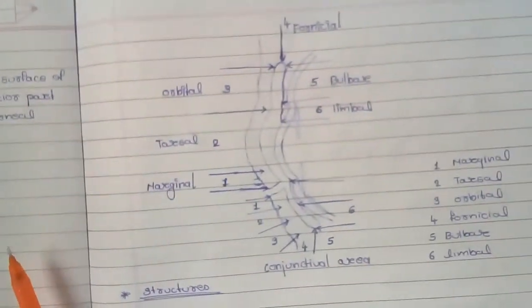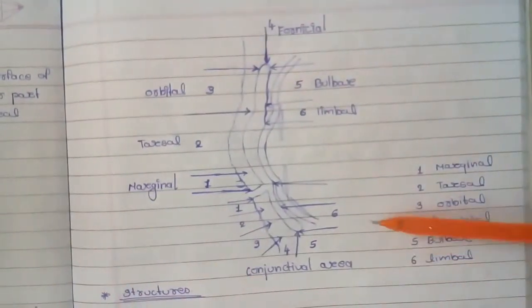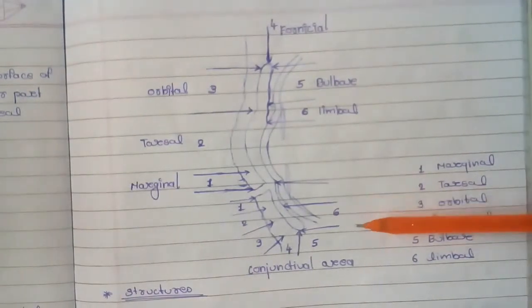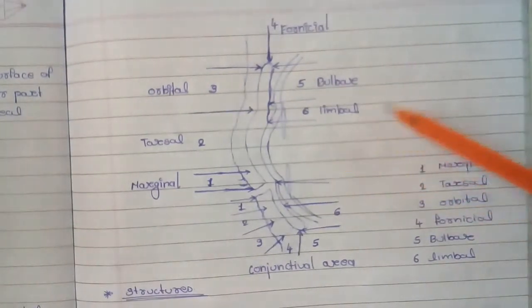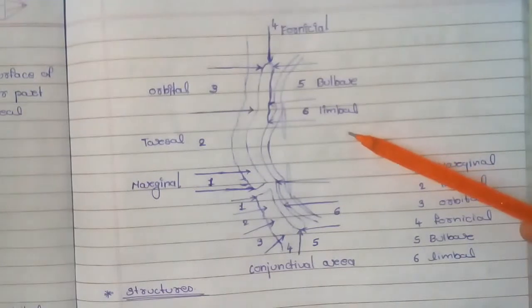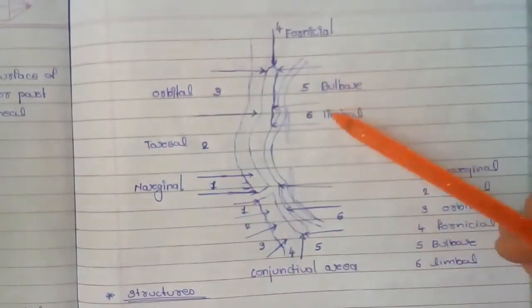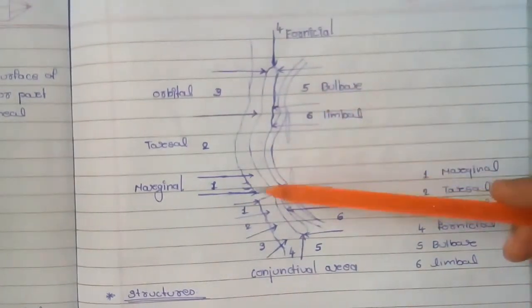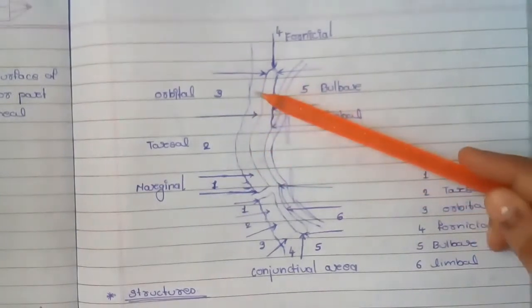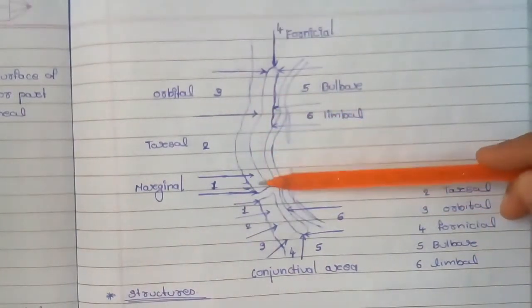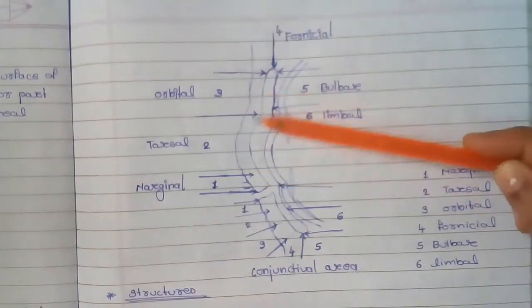Now we are going to see the diagram of the conjunctival area. Here I have drawn the diagram of the conjunctival area. In this diagram, it is easy to understand the parts of the conjunctival area. Now the first part was the palpebral part. It consists of marginal, tarsal and orbital. This part covers the inner surface of the eyelid.